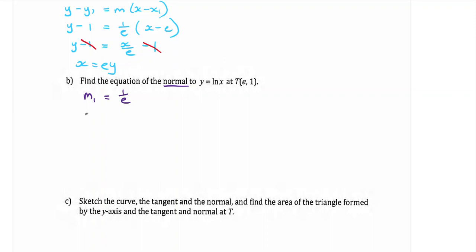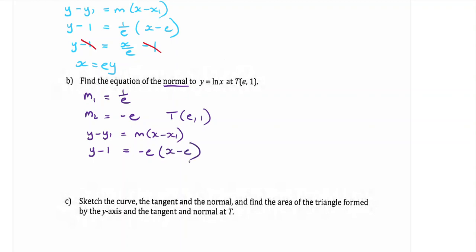So because this is a normal, m2 is the negative reciprocal, which is, what will it be? Negative e. Okay. And we're still going through that point, T equals (e, 1). So we're using this gradient, this point, and we're finding the equation again with y minus y1 equals m(x minus x1). So y minus 1 equals minus e, (x minus e).